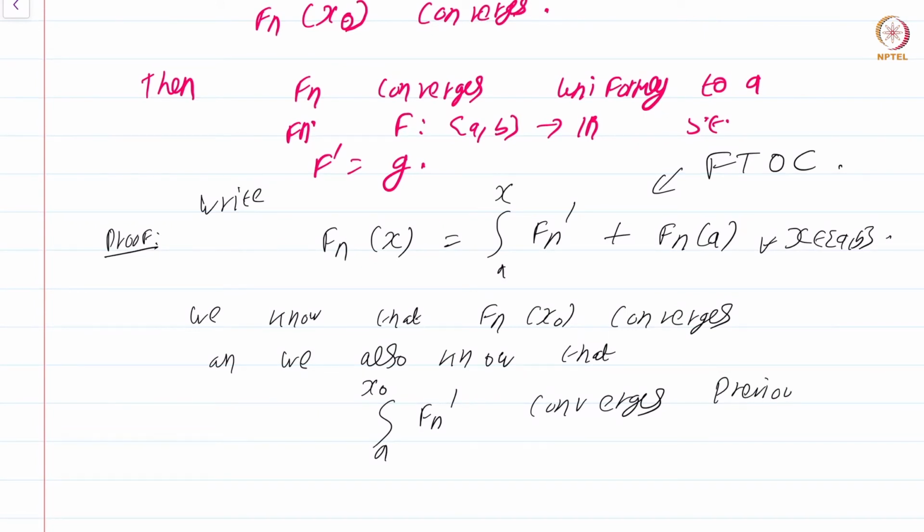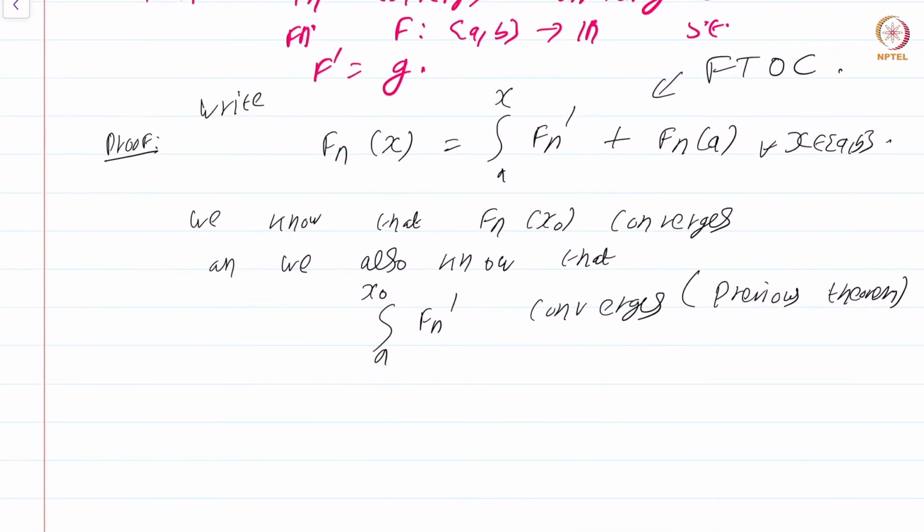Right? The behavior of uniform convergence under integration. Because of this, f_n(a) converges to some number, let's say c. Because f_n(x) converges, and because f_n(x0) converges, that's just hypothesis 2, and because the integral from a to x0 of f_n prime converges, that's hypothesis 2 plus the previous theorem, we must have that f_n(a) converges to some c in R.